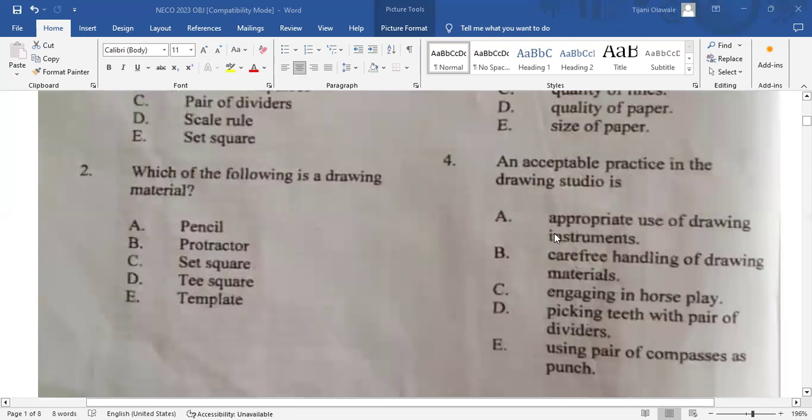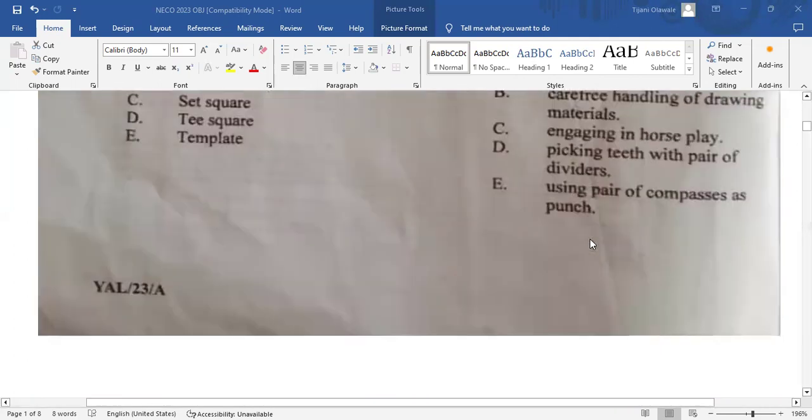Then question 4 says that an acceptable practice in the drawing studio is, so the answer to this question is option A, appropriate use of drawing instruments. Appropriate use of drawing instruments. We look at all other options, they are not an acceptable practice in the drawing studio, but the right answer is option A, which is appropriate use of drawing instruments.